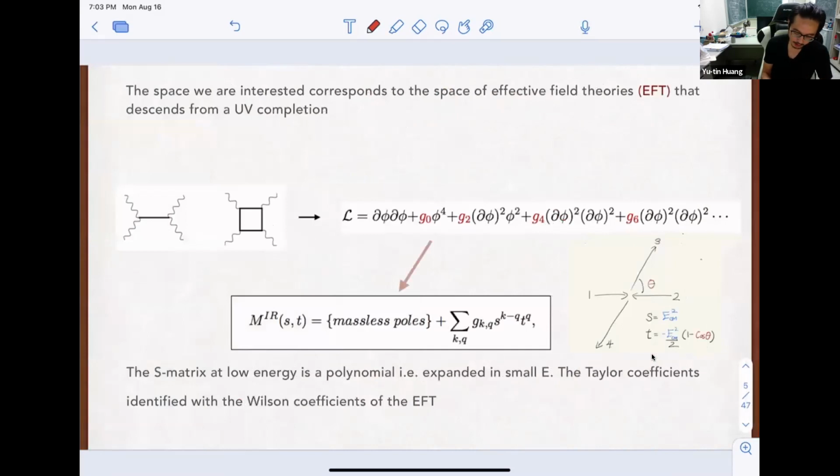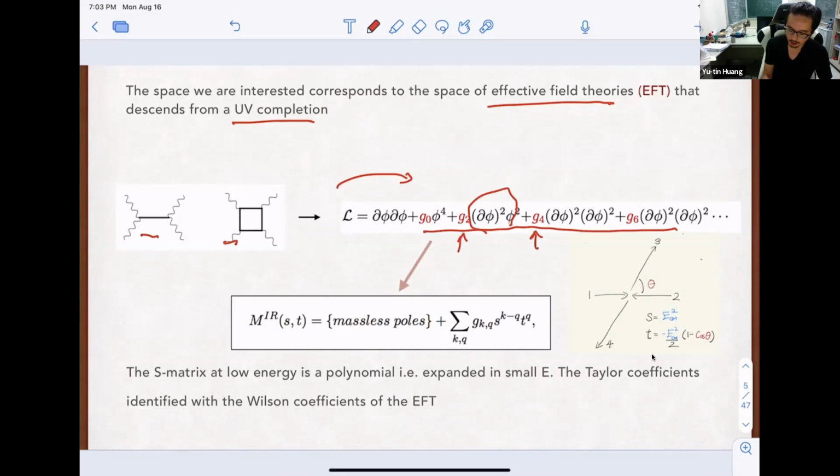Okay, to set up, because I think other talks are going to talk about related objects, I might as well start with the fundamentals. We'll be interested in the space of effective field theories that have a consistent UV completion, and we look at this space through the four-point function. For example, you have some UV completion here. What it means is that at low energy, you're going to have an effective field theory Lagrangian with higher derivative operators. We'll be interested in the possible space where these Wilson coefficients can take values. These Wilson coefficients are directly mapped into your four-point scattering amplitude, where you consider a low energy expansion in S and T. Since you're considering a low energy expansion, the Taylor coefficients of the expansion in S and T will directly match the Wilson coefficients of your EFT Lagrangian.